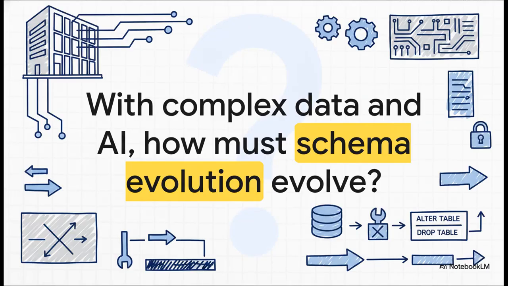So you see, schema change isn't just some technical task for developers. It is the invisible architecture that allows our digital world to constantly grow and improve. And this leaves us with a really fascinating question. As our data gets more complex and as AI becomes more integrated, how will this very process of schema evolution need to change in the future?